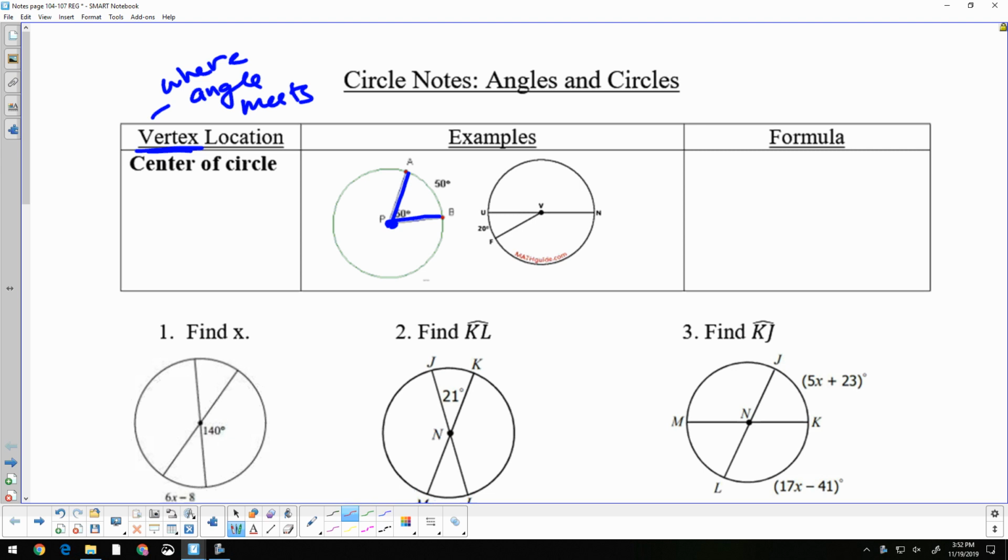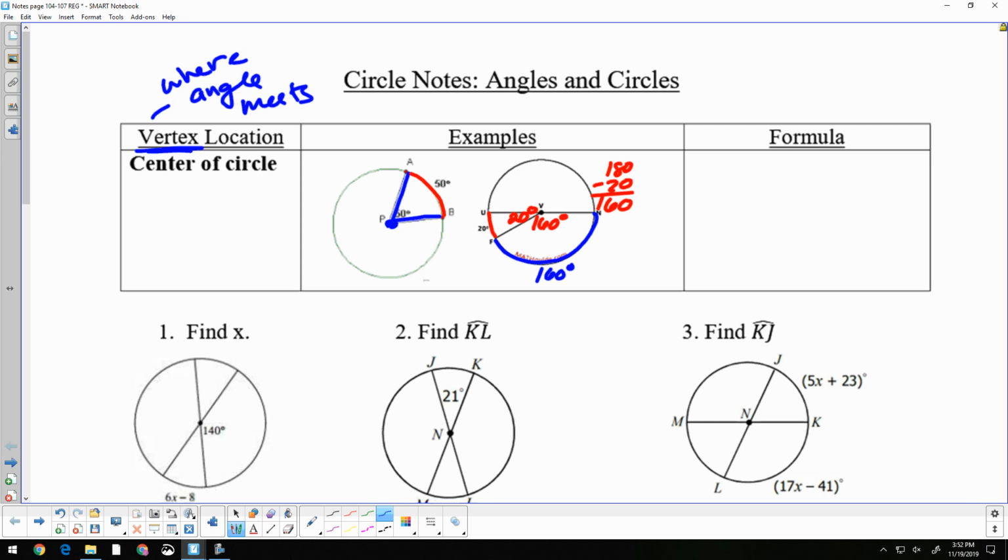The angle is equal to the arc. So if the angle is 50, the arc is 50. And this one, the arc is 20, so the angle is 20. If I wanted to find this one below it, I would do 180 minus 20, and I would get 160. So this angle is 160, which also makes this arc here 160.